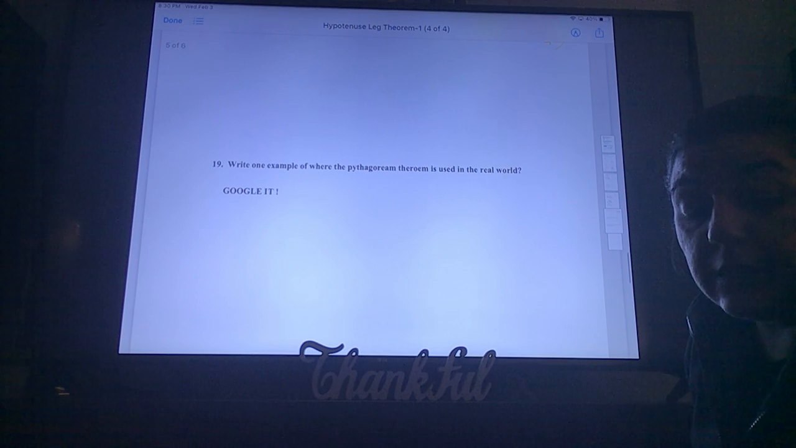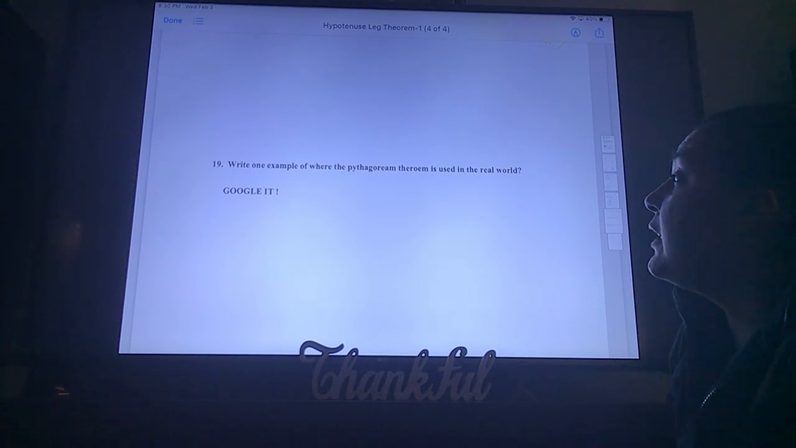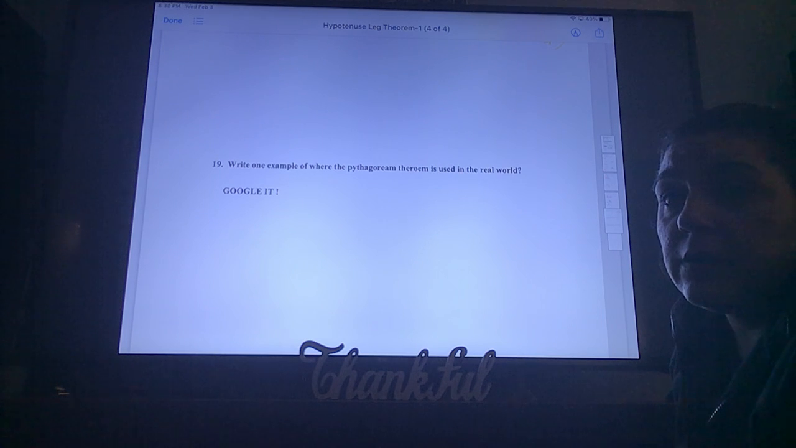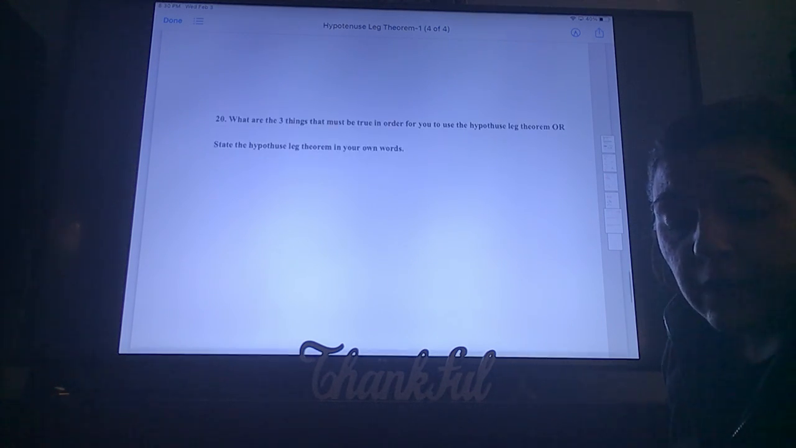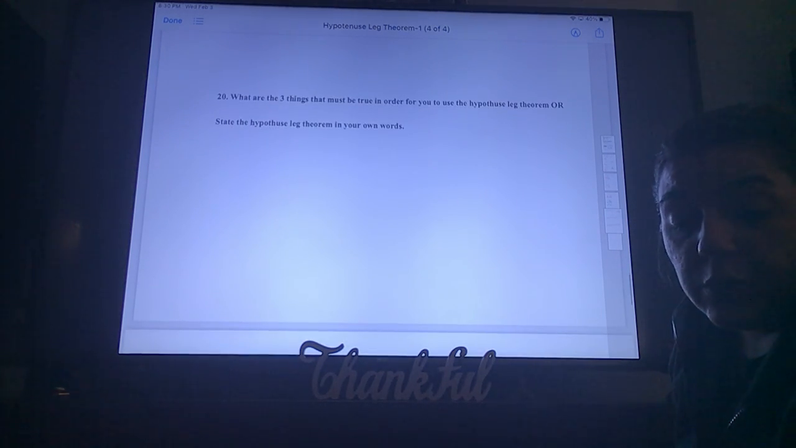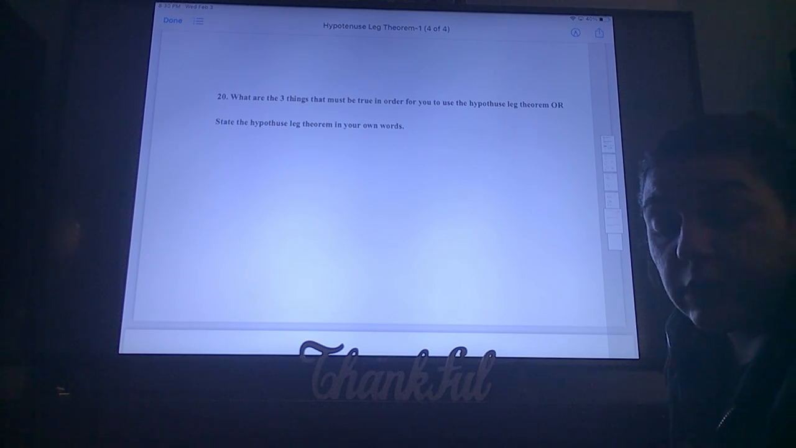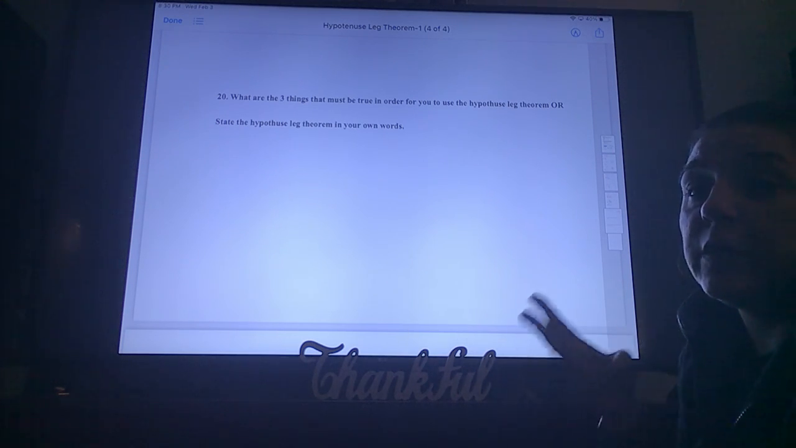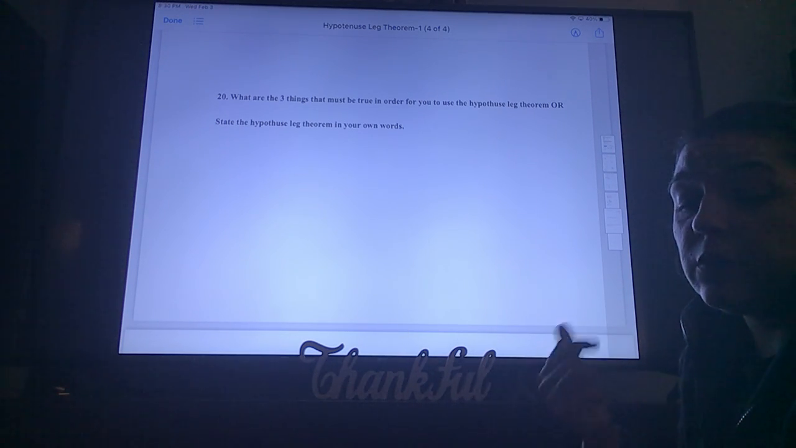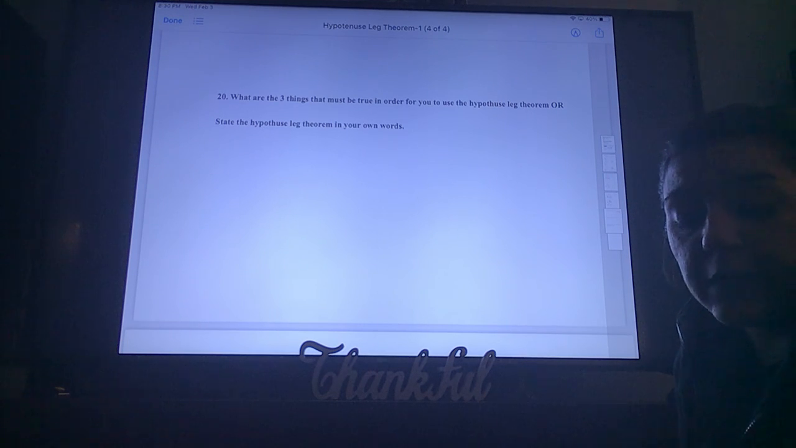Okay, 19, it says write one example of where the Pythagorean theorem is used in the real world. Google it. Okay, I know you guys all got a phone or iPad, Google it and fill that out. What are 3 things that must be true in order for you to use the hypotenuse leg theorem? Or state the theorem in your own words. Okay, so what are the 3 things that we need? Okay, we need 3 things every single time to use the hypotenuse leg theorem.